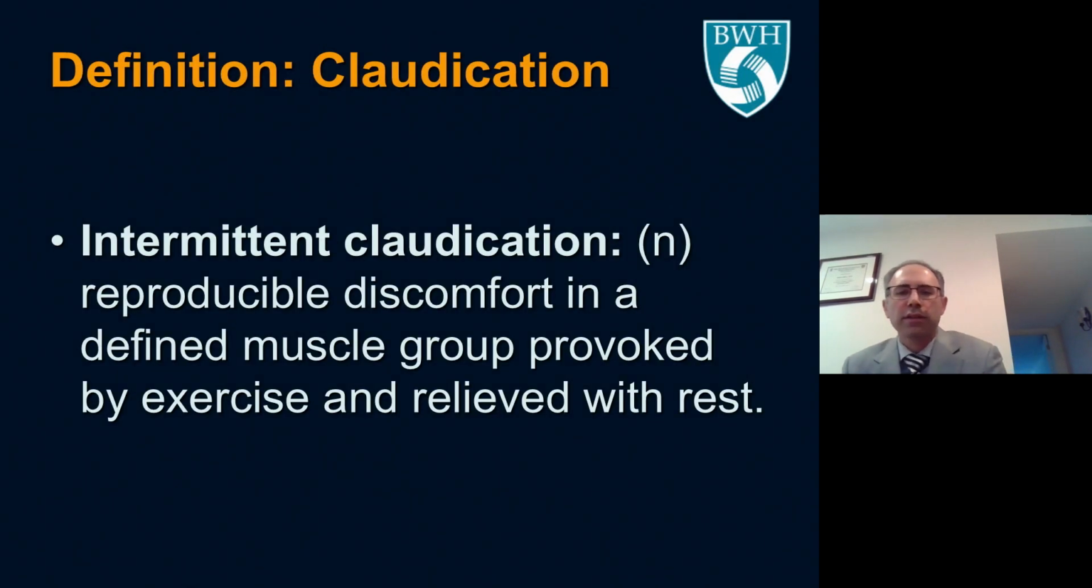So let's talk about the definition of intermittent claudication. This is a term that, like I said, doesn't describe every patient with peripheral artery disease. Many patients have atypical symptoms or no symptoms, but when we find this, we want to recognize it. It is reproducible discomfort in a defined muscle group provoked by exercise and relieved with rest consistently.